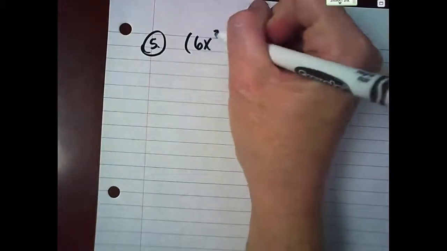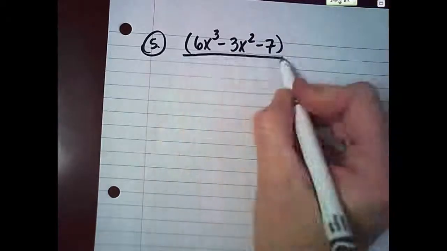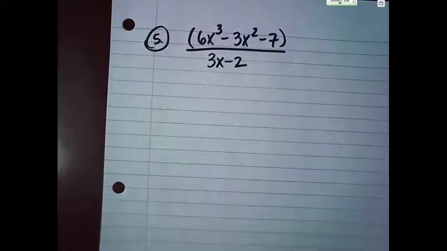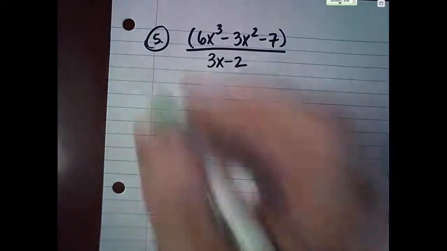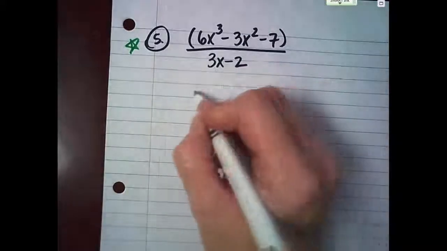Okay, next problem. Last one we're going to do. Initially, it doesn't look any more unusual than anything else that we've done. But right off the bat, what do you see that's unique? I have a cubed, a squared, what's missing already? An x. So let's take care of that first.